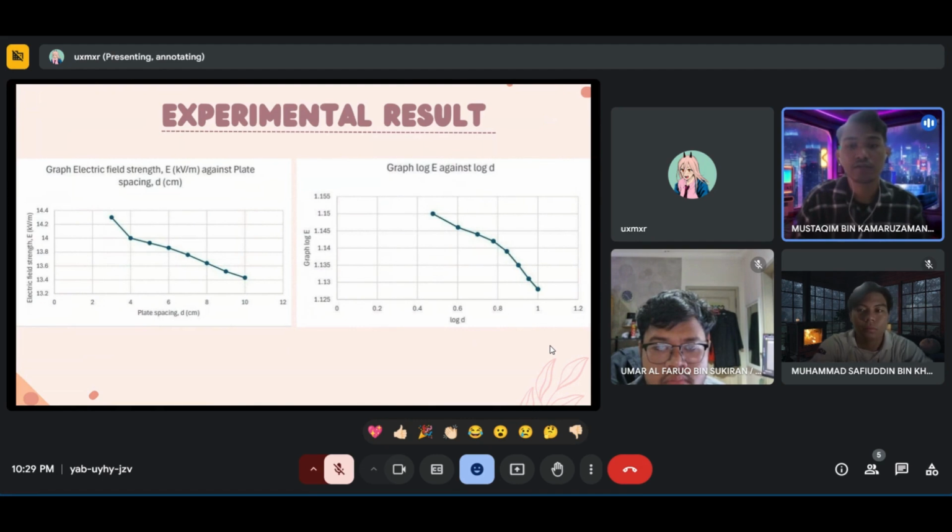So the next one is the graph of log E against log D. As all of you can see, it is a decreasing graph. So log D will be the manipulated variable, and log E will be the responding variable.